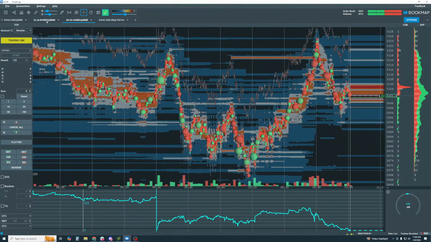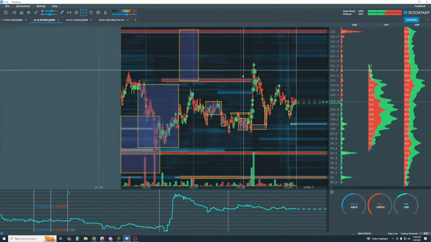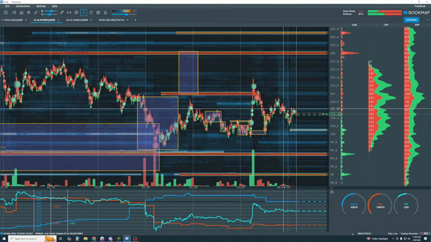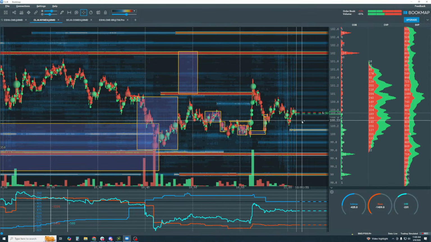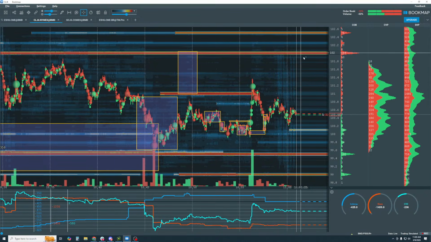Okay, let's go back to crude. We'll go to gold in a minute here. I'm kind of curious to see if we can get another nice squeeze in here. Squeeze and a move.